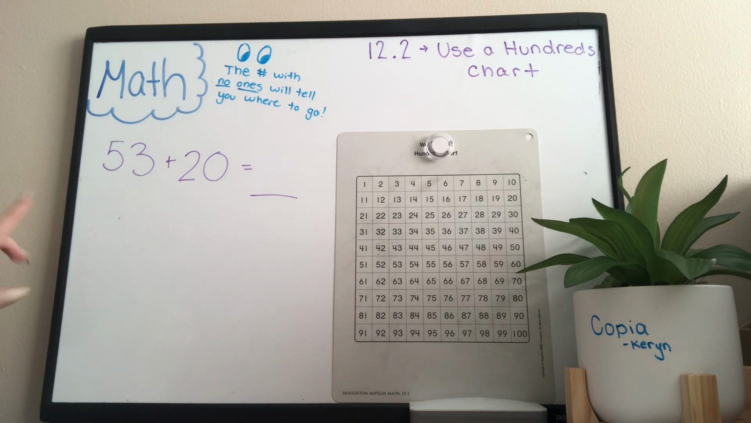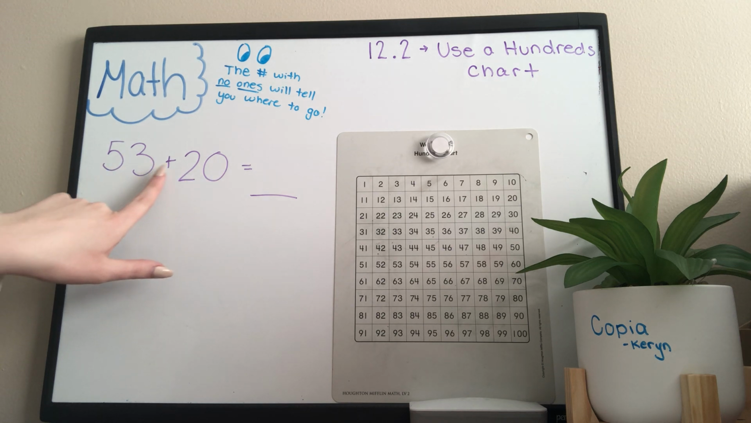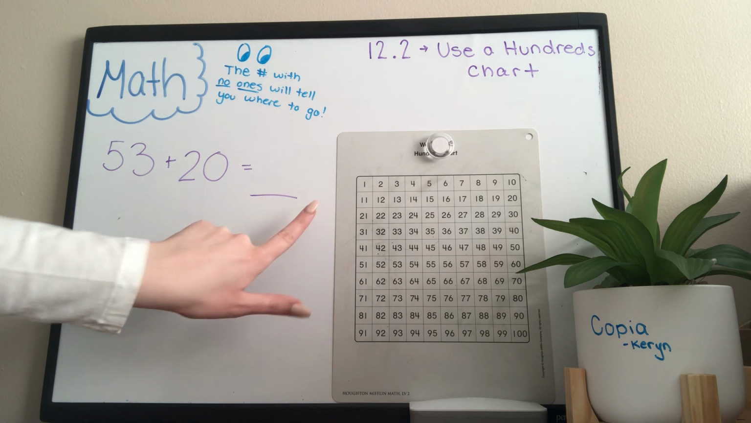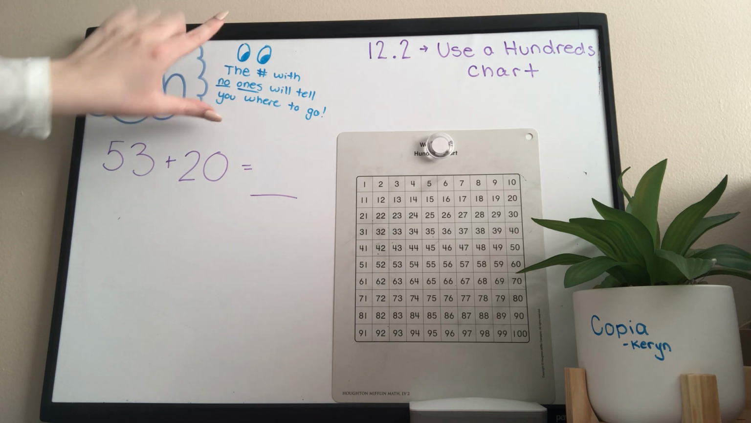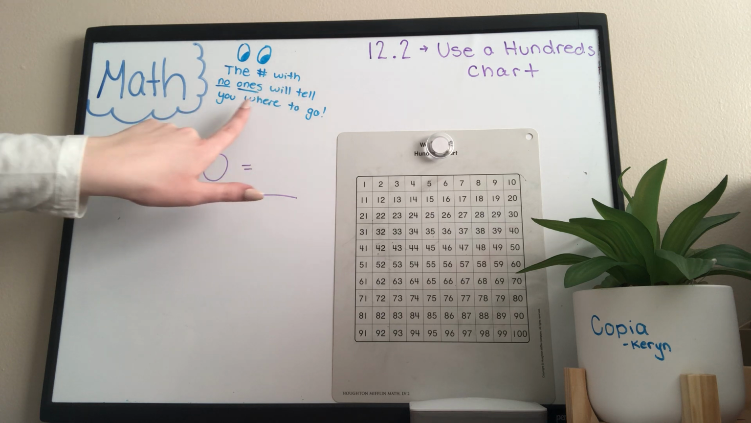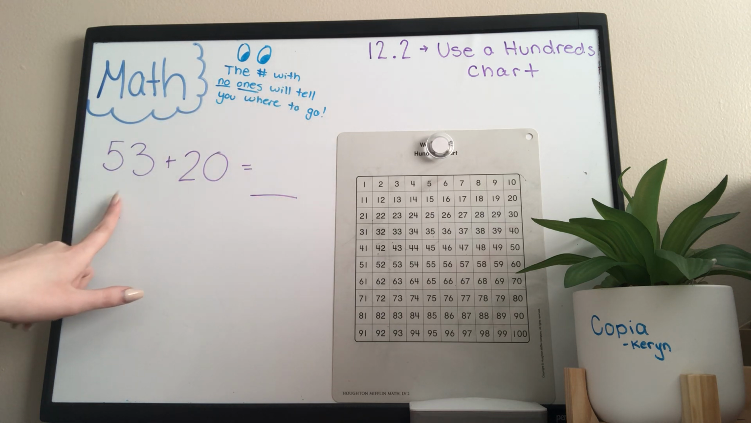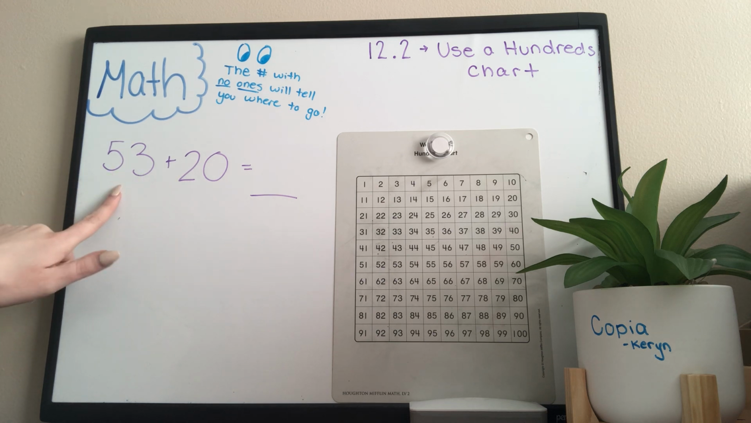So let's say that I have the numbers 53 and 20, and I want to add them together. 53 plus 20 equals blank. I'm going to take a look at our helpful hint up here. Our helpful hint for today says the number with no ones will tell you where to go. 53 and 20. Which number here has no ones? Is it 53 or 20? Which number has no ones? Nothing in the ones place. You're right, that number is 20.